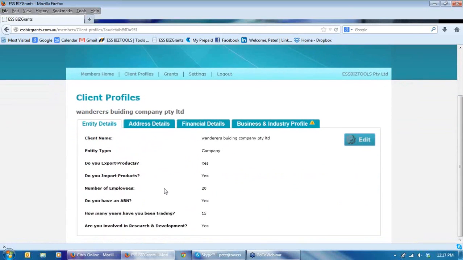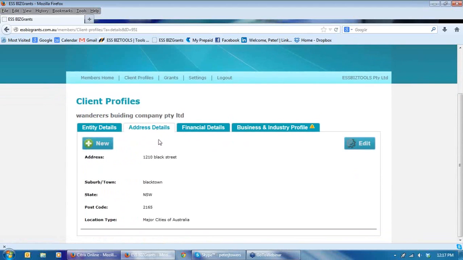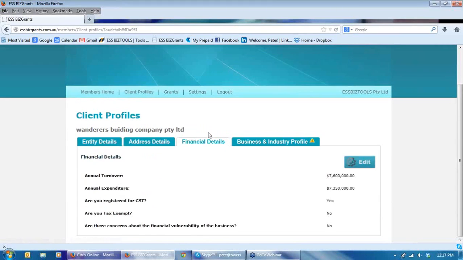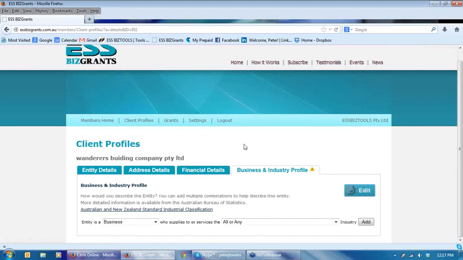So there's just a summary of what we've put in about Wanderers Building Company. Their address is what we said there. Now the system's identified that that address is in the major cities of Australia. There's the financial details that we've inserted. The big question we've now got to answer is their industry details. So under the Australian New Zealand industrial classifications, we can pick the industries that they relate to.